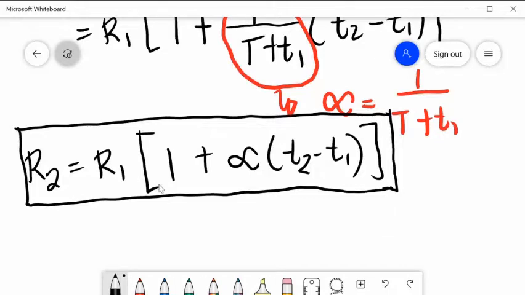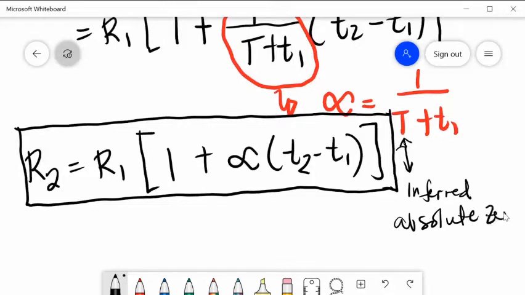So this alpha here is the fractional change in resistance per ohm. T2 and T1 are expressed in degrees Celsius. Again, T here is the inferred absolute zero temperature.